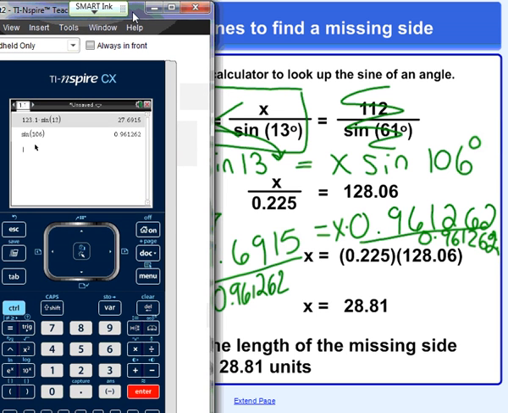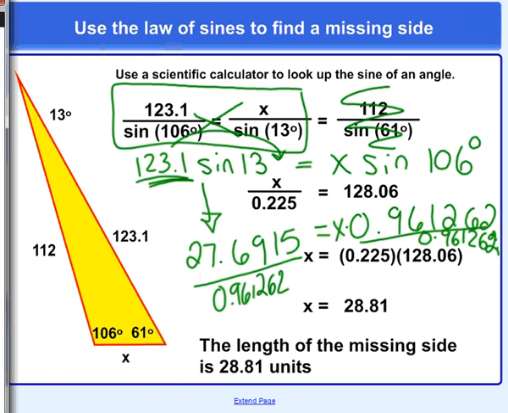By the way, do you know you can use this up arrow to go back and get what you entered or any calculations you did? So then you just hit enter once you've got what you want, and we can divide by, and you can again use the up arrow and hit enter. And that should be it. Okay, and that does give us 28.81 units as our missing side. So x is equal to 28.81.